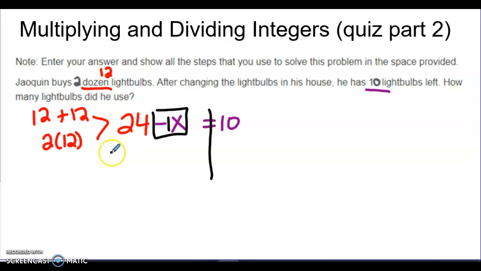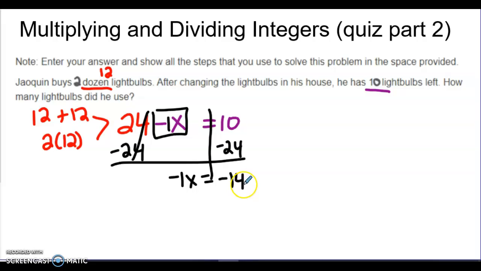So I'm going to get rid of 24 first. I'm going to subtract 24 from each side. Negative 1x equals negative 14. And then I'm going to divide each side by negative 1. So x equals 14. So he used 14 light bulbs, which some of you could probably figure that out without writing the equation, but it does say to show all the steps that you use to solve this problem. So that kind of gives you an idea, and now you can just show your steps and type your words into your answer.